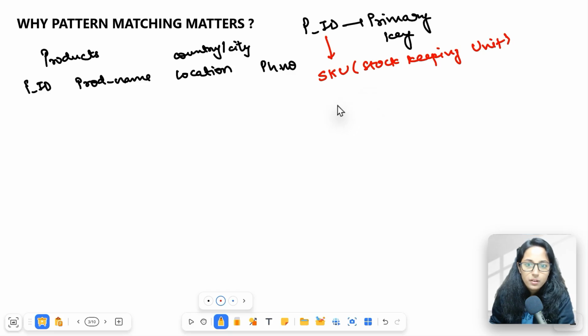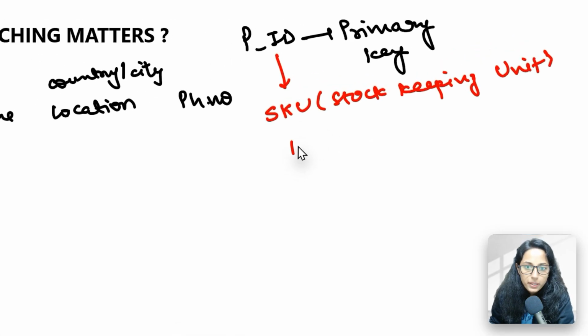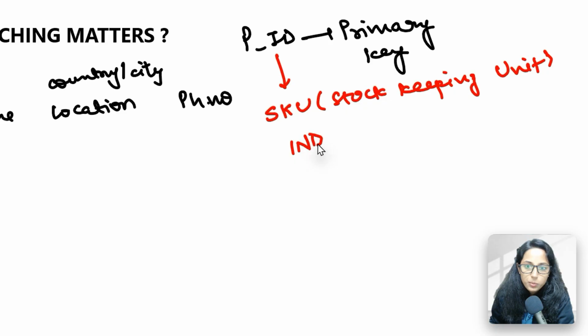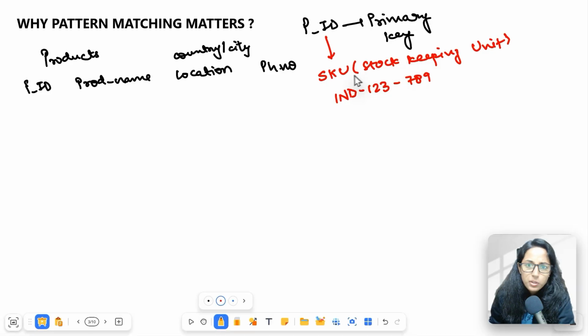So for example, if a product is from India, it might start with India and then the state name. For example, I say Delhi, so I put IND and then some other number, for example 123 and some other number 789. So this is just an example of an SKU, where the product ID plays a role to identify the SKU here.